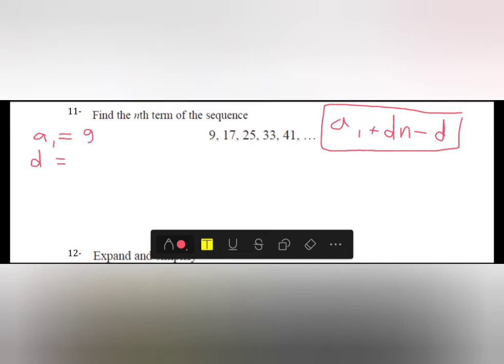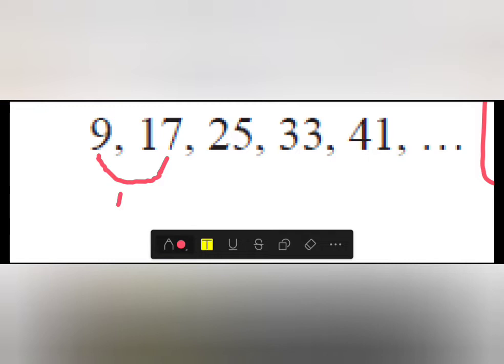Very good. d is the difference between them. Now, how do we find the difference? By subtracting each number by the number before it. So 17 minus 9 equals 8. So the first difference is positive 8. So I come here and write positive 8. And then 25 minus 17 equals 8.